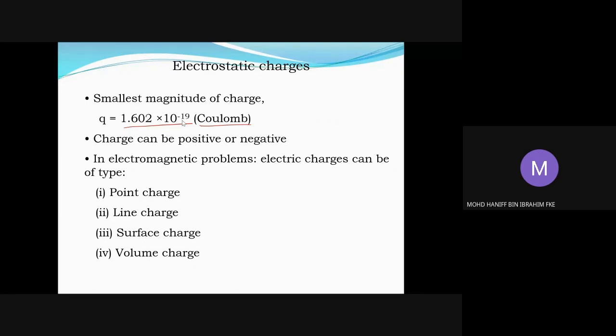In general, the sources of the electrostatic field can be in these 4 types or these 4 forms. In general, we have it in the form of a point, we can have it in the form of a line, we can have it in the form of a surface, and we can have it in the form of a volume. So these are the 4 types of charges that can be used in producing the electrostatic field.